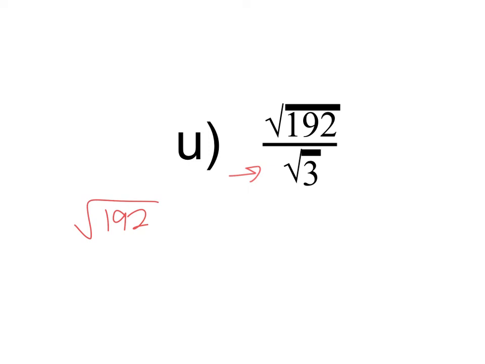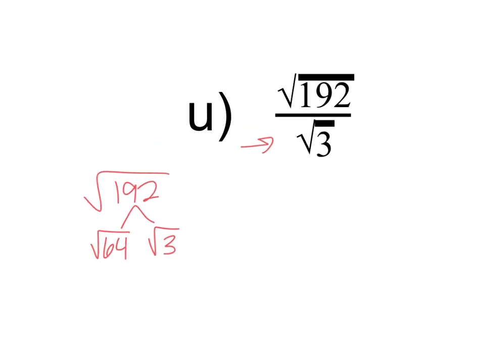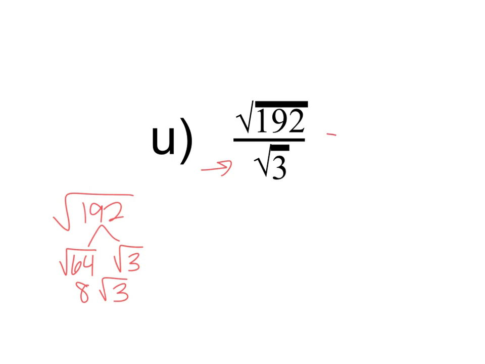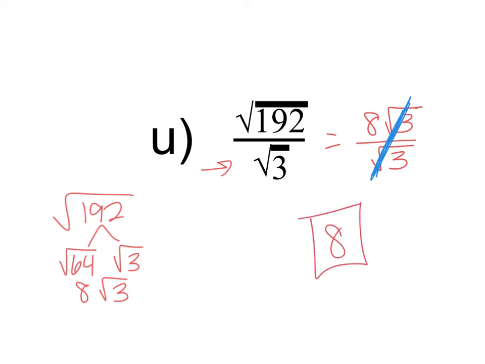192 divided by 81? Nope, that won't work. What about by 64? Oh, it does work. So this is like the square root of 64 times the square root of 3, so that becomes 8 square roots of 3. So now we have 8 square roots of 3 over the square root of 3. What happens? Thank goodness, they cancel. Yay. So that becomes 8, your answer.